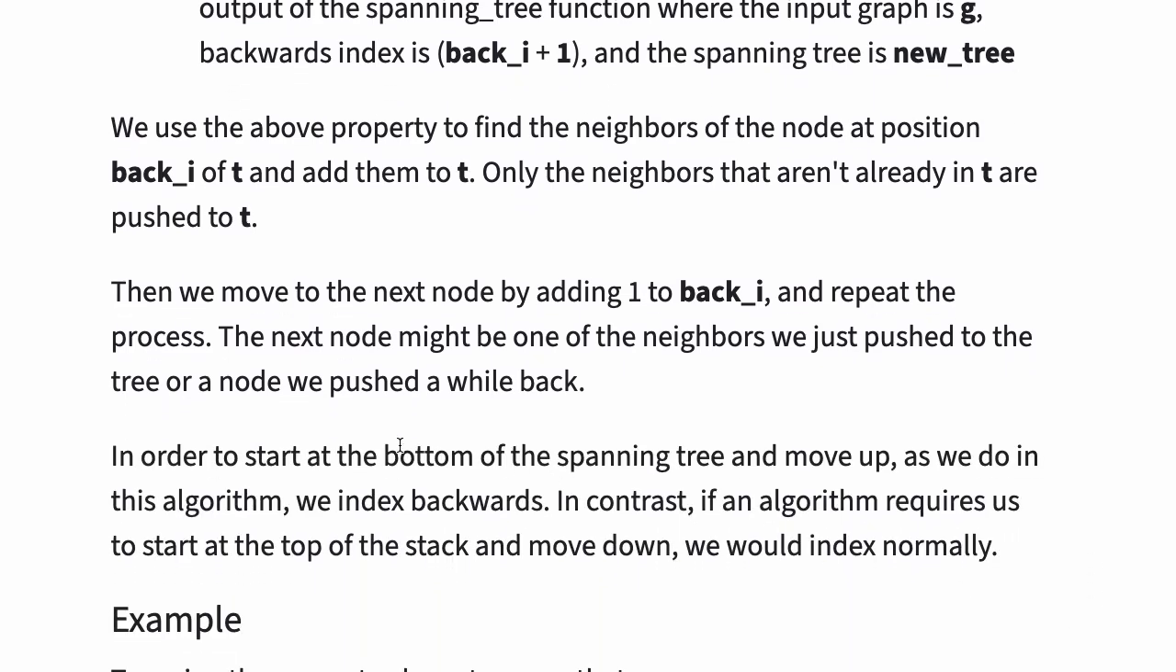We use the above property to find the neighbors of the node at position back I of T and add them to T. Only the neighbors that aren't already in T are pushed to T. Then we move to the next node by adding 1 to back I, and repeat this process. The next node might be one of the neighbors we just pushed to the tree, or a node we pushed a while back. In order to start at the bottom of the spanning tree and move up, as we do in this algorithm, we index backwards. In contrast, if an algorithm requires us to start at the top of the stack and move down, we would index normally.